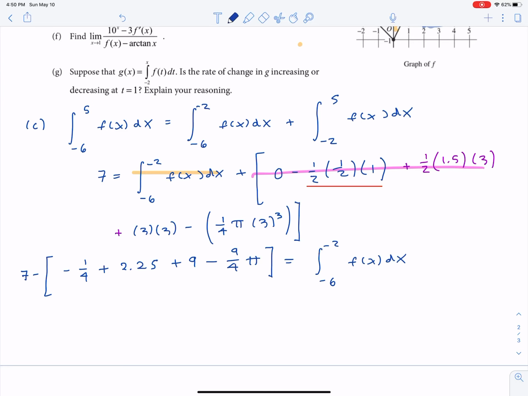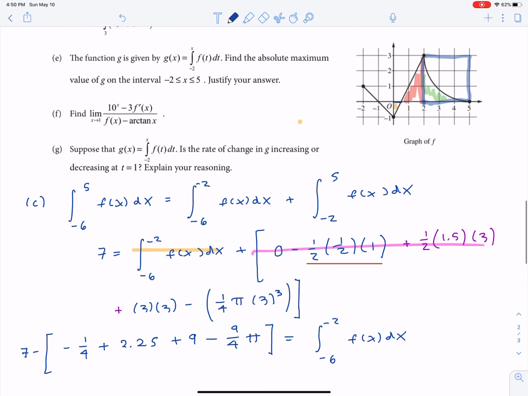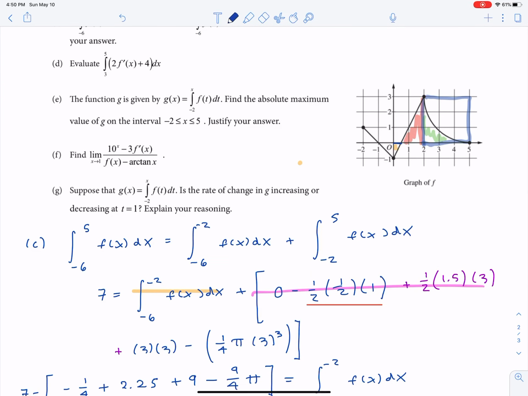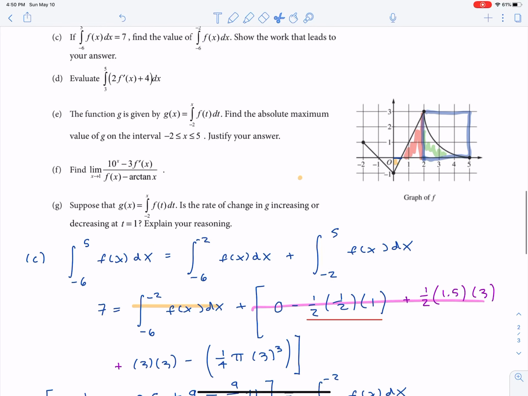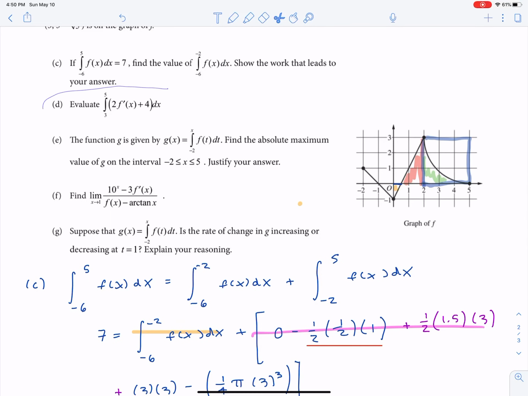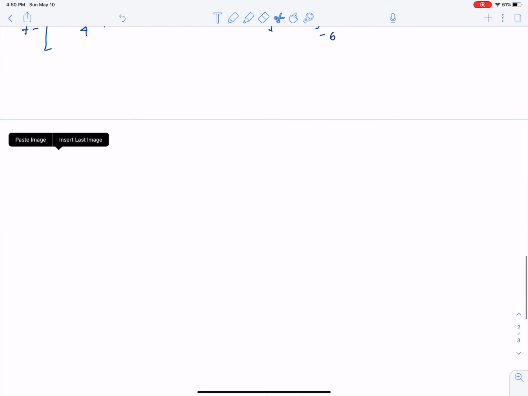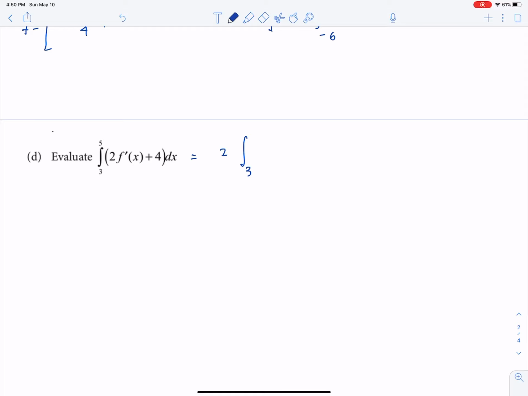Let's move on to letter D. What is letter D? Let's go and grab it. It's like a long problem. It goes on and on forever. We're supposed to evaluate that. So in order to evaluate this, I'm going to say this right here equals 2 times this definite integral.